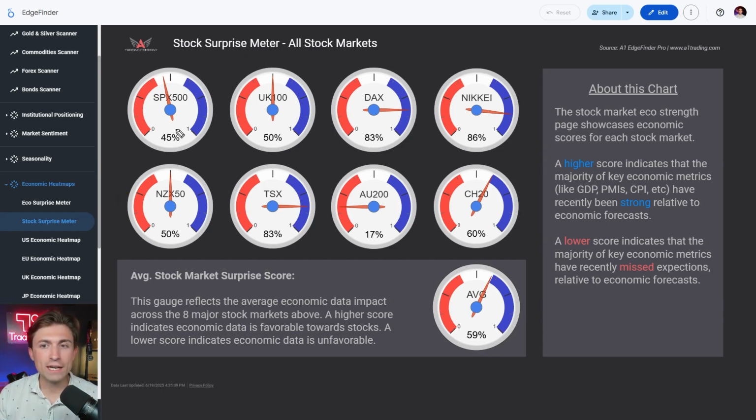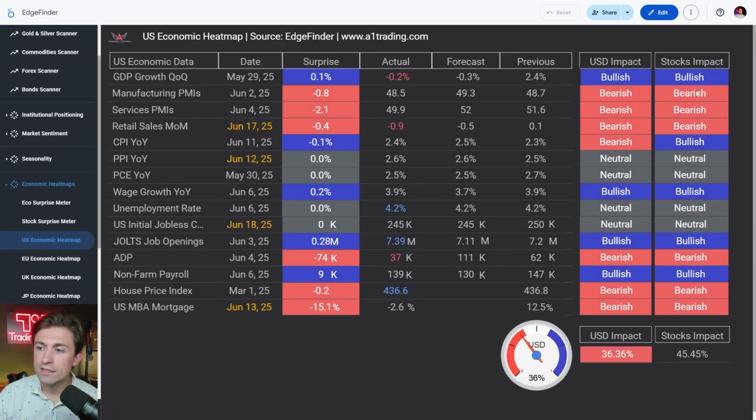So what you're looking at here is, of course, the same set of economies, but this time we're focusing on the stock markets of these places. And the currencies of these places and the stock markets of these places can trade independently and differently from one another. So in this case, we would see the S&P 500. Take a look at that same set of data. Let's pull that up again, the US economic heat map. And what you can see here is that the stock impact score is oftentimes different than that of the currency impact.